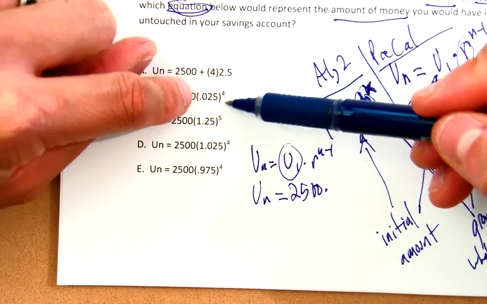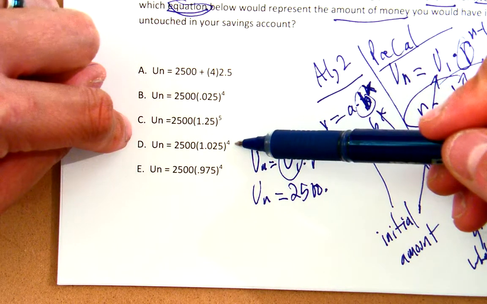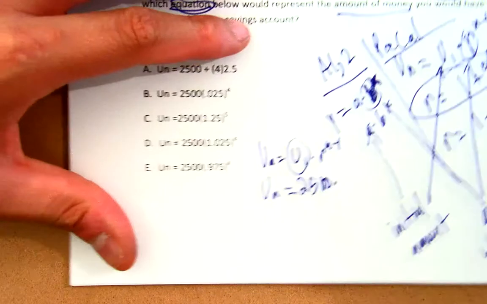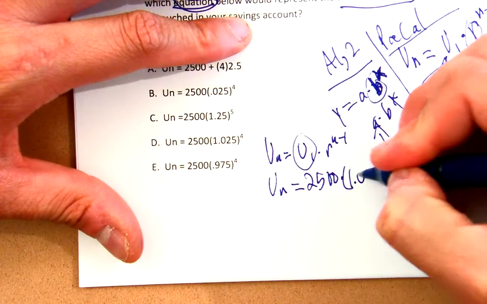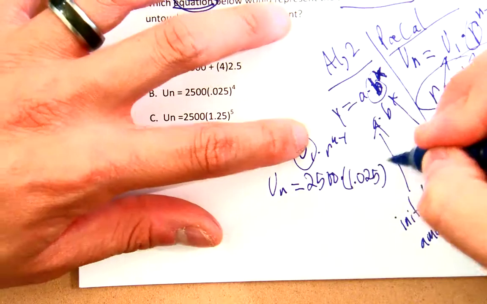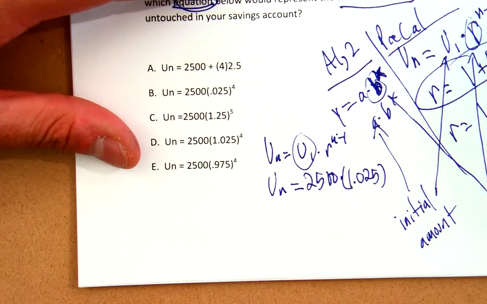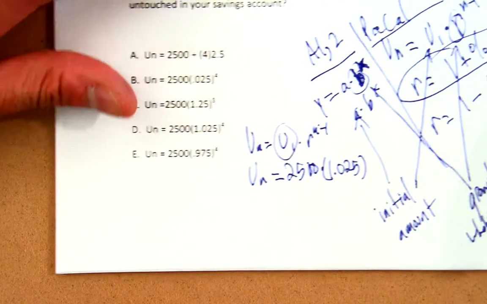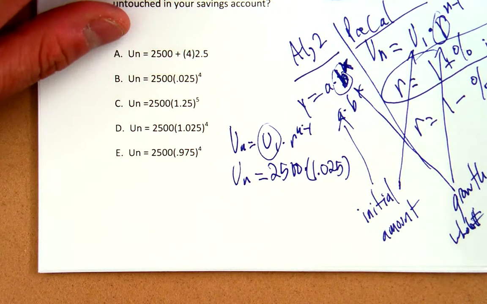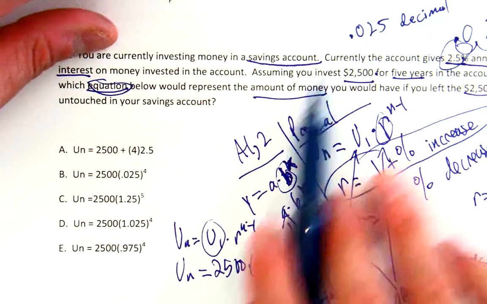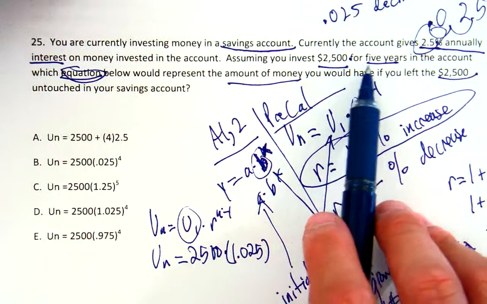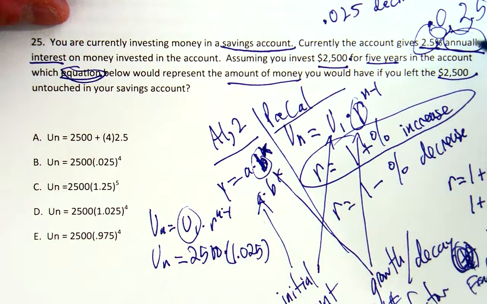And actually, you don't really need the rest of the equations because you can clearly see which one it is. It's going to be D clearly because that's the only one with the correct r, but we'll continue on anyway. So it's 1.025 to the n minus 1. Now n is the number of time increments that are passing, or the items in the sequence. In this case, the items in the sequence are the number of years that are going by, right? Since it's annually, so each year this is being applied.